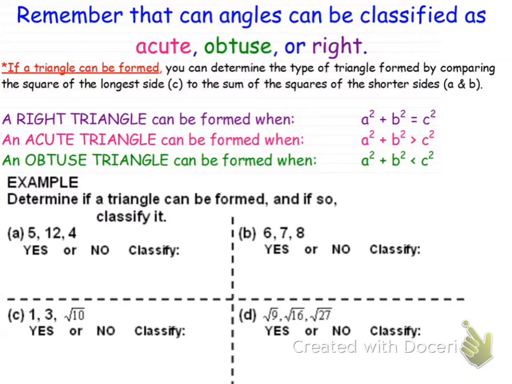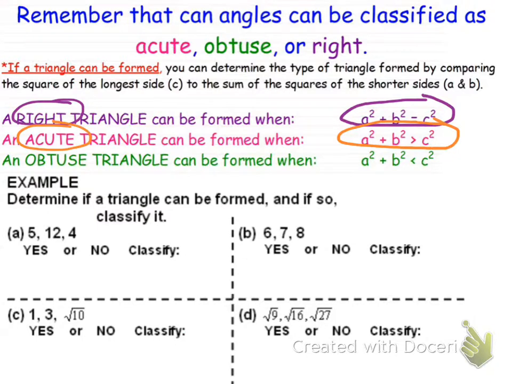The second part is going to be if it does make a triangle, then you're going to plug it into the Pythagorean theorem and you're going to compare these. And so if you plug it into the Pythagorean theorem and a squared plus b squared equals c squared, then it's going to be a right triangle. Okay? If a squared plus b squared is greater than c squared, it's going to be acute. And then if a squared plus b squared is less than c squared, it's going to be obtuse.